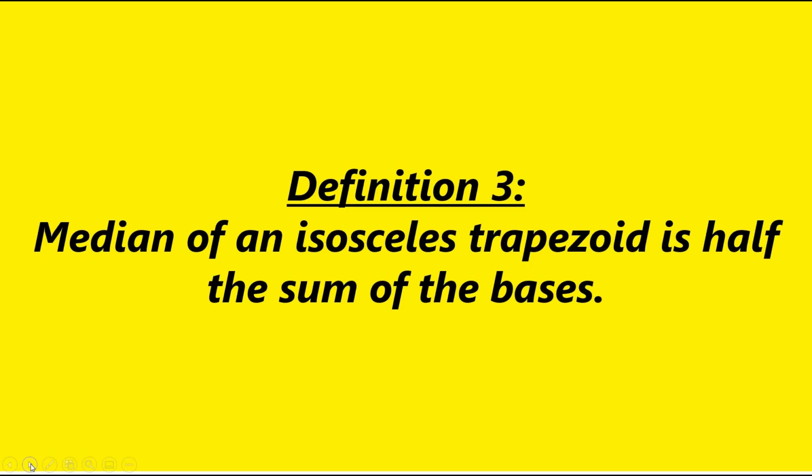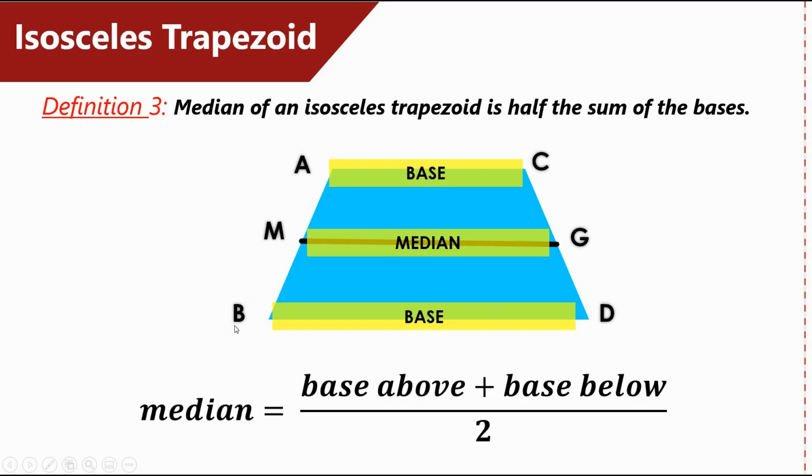Okay. For the last definition, it tells us that the median of an isosceles trapezoid is half the sum of the bases. Let us have a recap first with the parts of the isosceles trapezoid. An isosceles trapezoid has two bases, the upper base and the lower base, and the median. The formula for finding the median is the measurement of the base above plus the measurement of the base below, divided by 2.